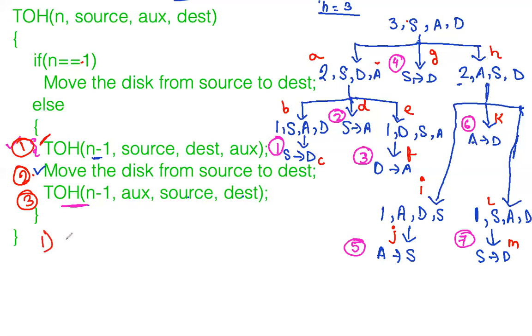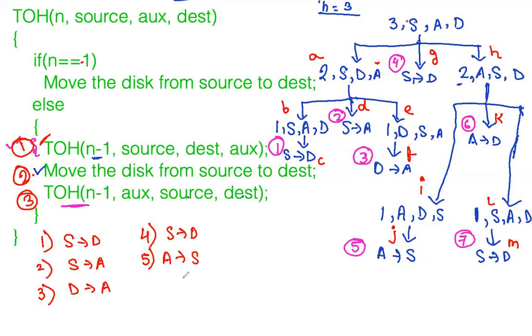First we are moving from source to D. Next, we are moving from S to A. Next, we are moving from the destination to the auxiliary. After that, we are moving from the source to the destination. Next, we are moving from the auxiliary to the source. Sixth, we are moving from the auxiliary to the destination. And at last, we are moving from the source to D.